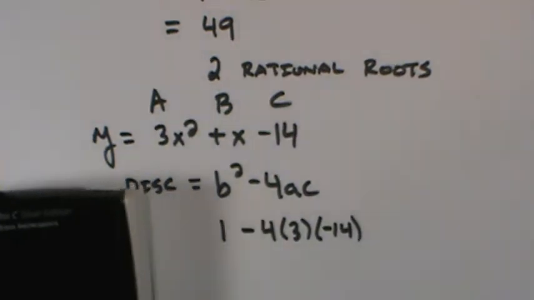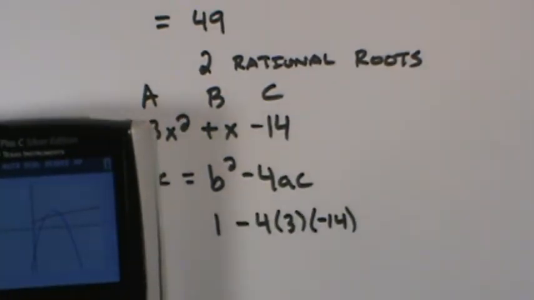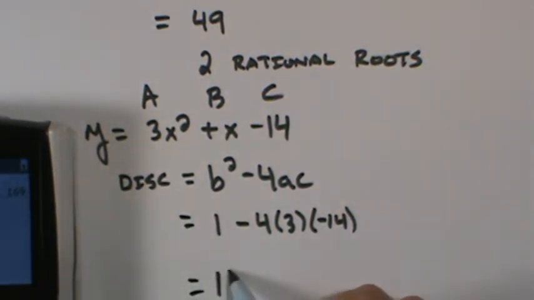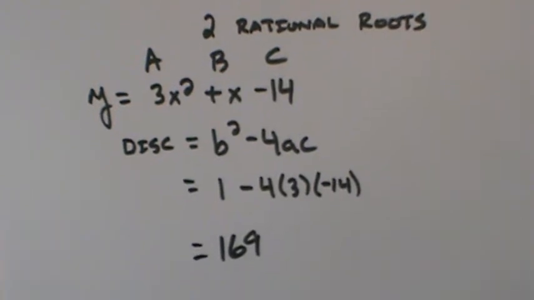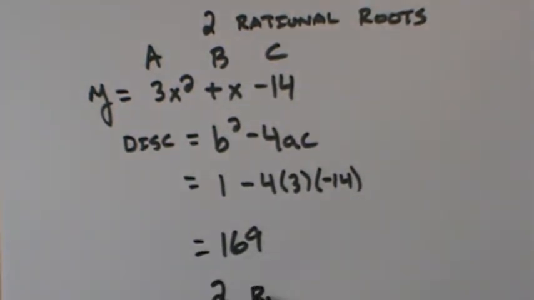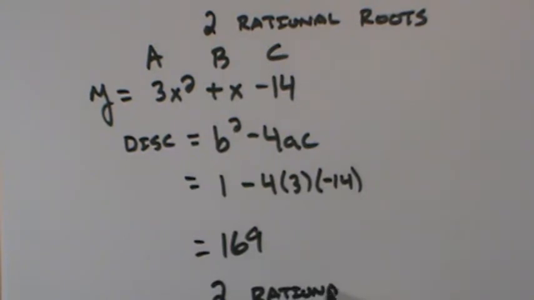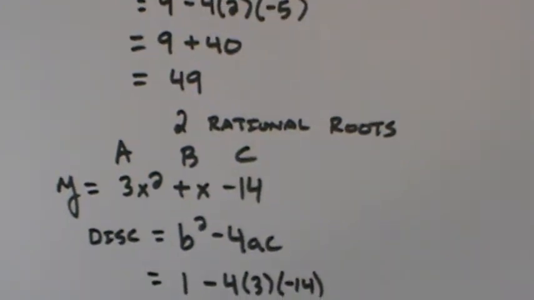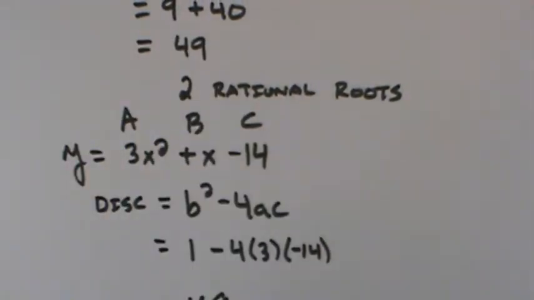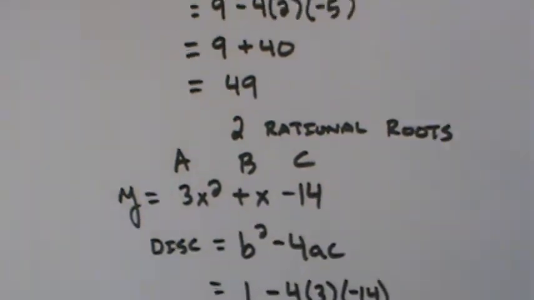I'm going to grab my calculator here. I don't want to make any mistakes. I clear this out here. I simply go 1 minus 4 times 3 times -14. And I get 169. Which once again, I recognize as a square value, which means I'm going to have two rational roots. And that's just my luck. As I just randomly throw numbers, I keep getting squares. I promise you though, I'm going to do another one.